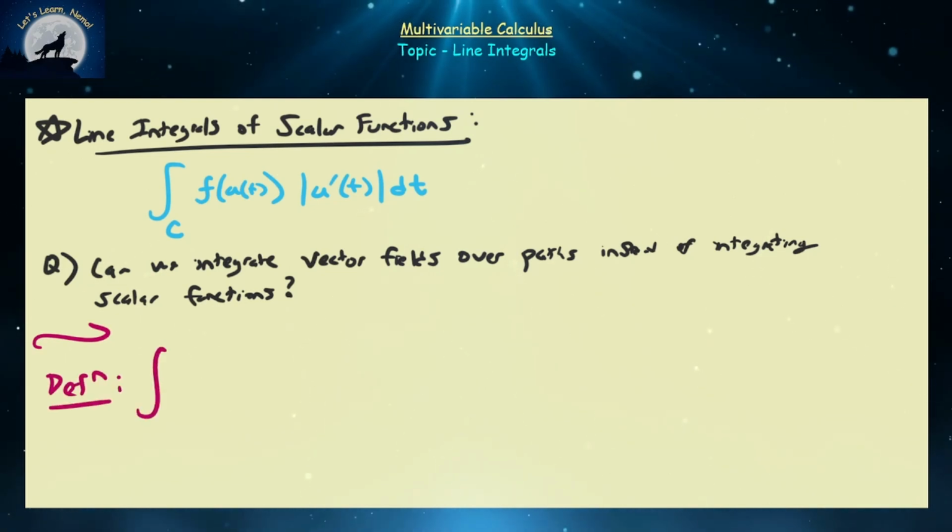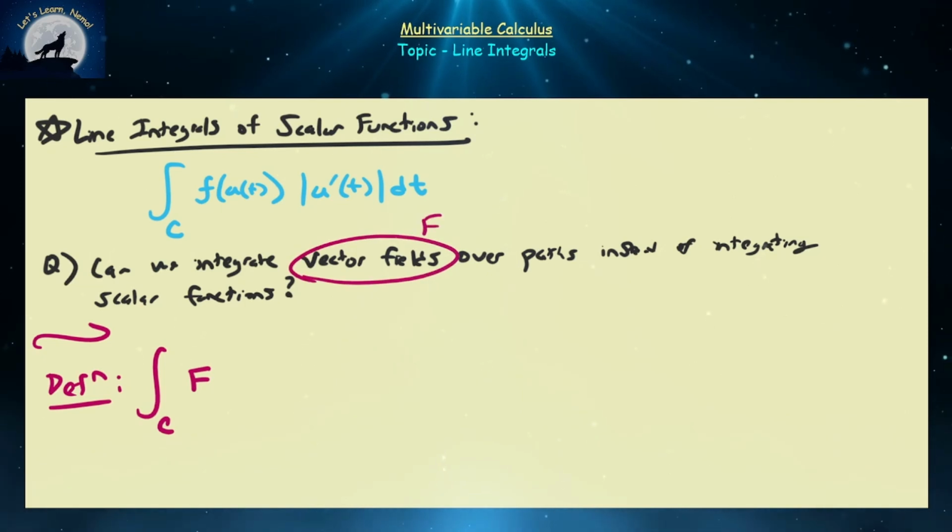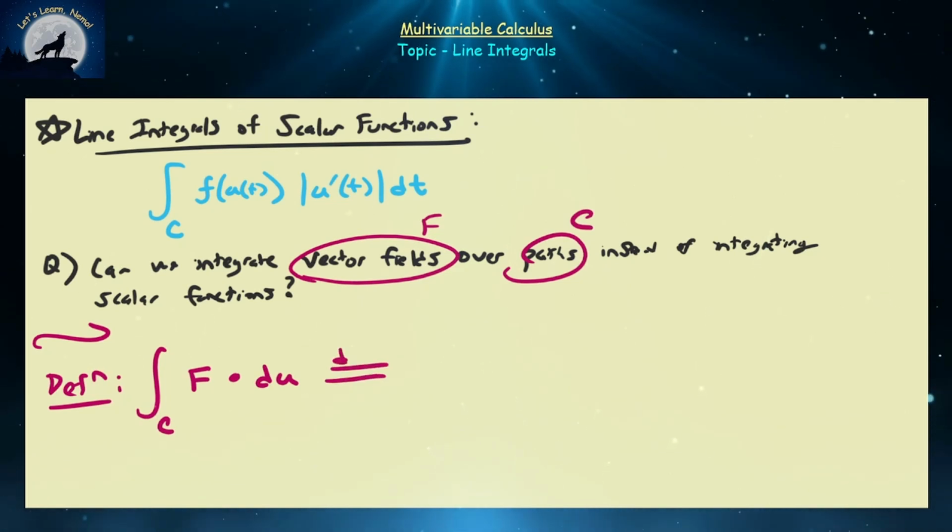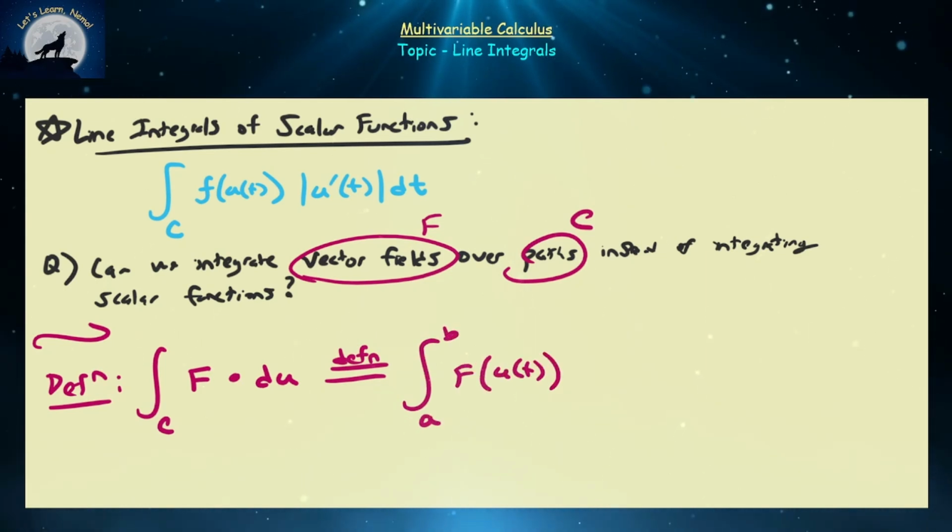So the integral of a vector field, which I'm going to represent by F, over some path, let's call that C, dot product dU, because keep in mind, F is a vector field, a vector, and u is also going to be a vector function. So what is this object going to be? It is defined to be the integral from a to b of F of u of t, where u is the parameterization of C, dot product with u prime of t, the derivative of the parameterization, dt.